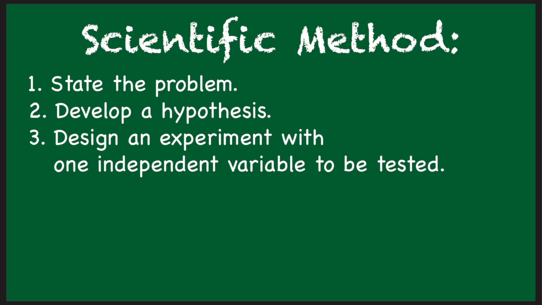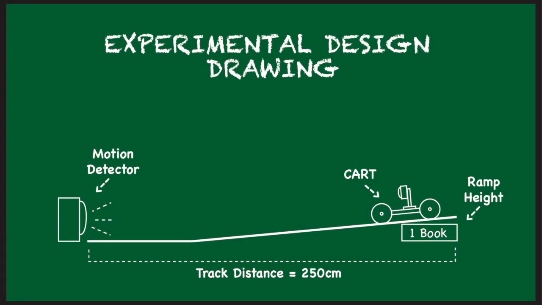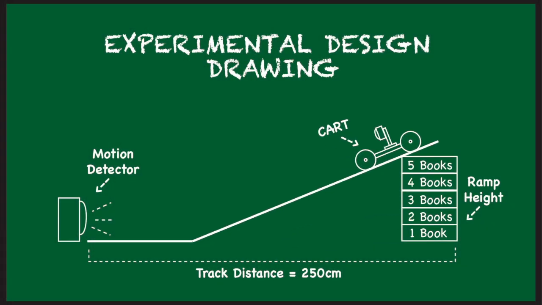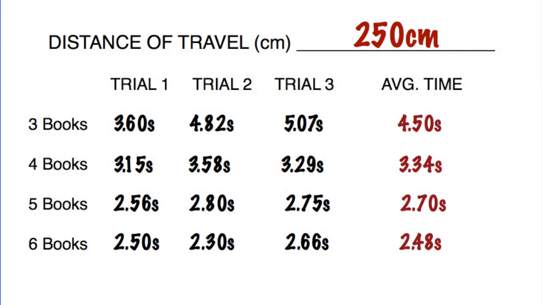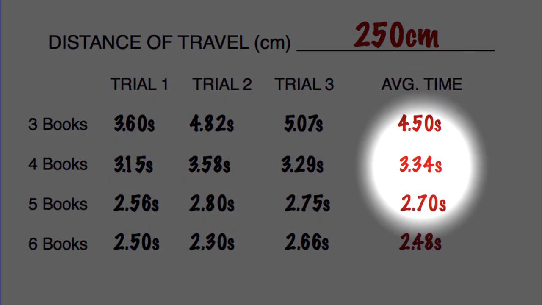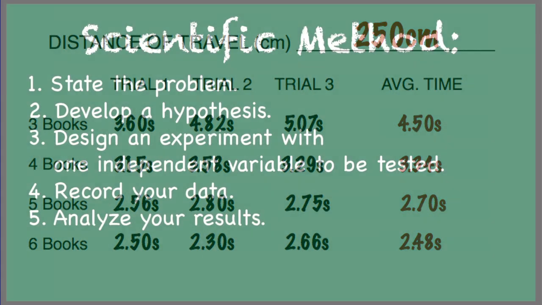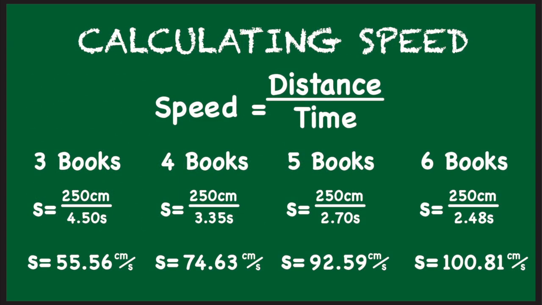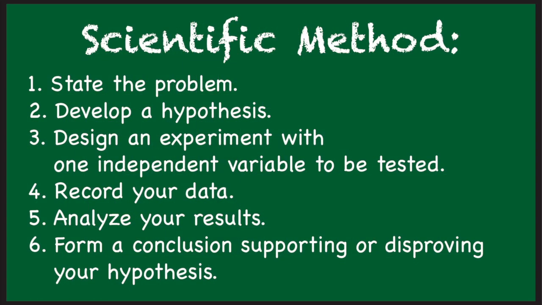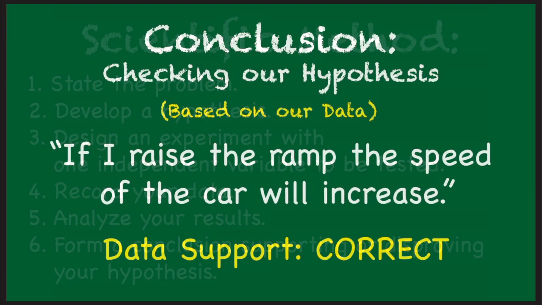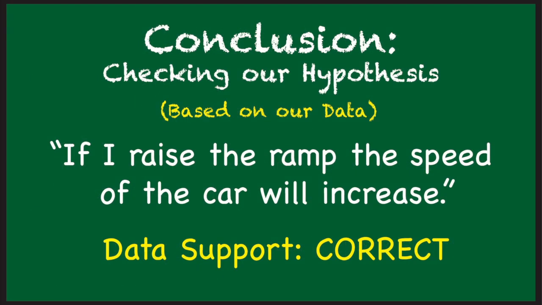This is so we isolate the one thing that's going to make the change. In this case, it was raising the ramp. All the other variables remain constant as a control in the experiment. Number four, record your data. We used a data table which had three trials for each height of the ramp. This was to help eliminate human error and other variables that might happen during the experimental process. We used the average time that the car traveled certain distances. Number five, analyze our results. We did this by calculating speed and then coming up with graphs that represented what happened in our experiment. Number six, form a conclusion supporting or disproving your hypothesis. In this case, the data supported the hypothesis that as the ramp was elevated, the car would speed up.